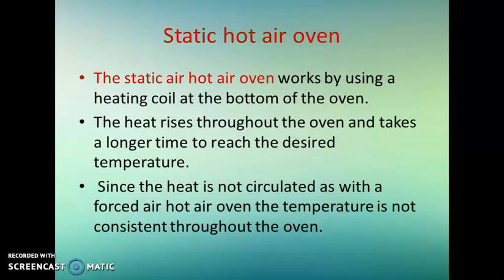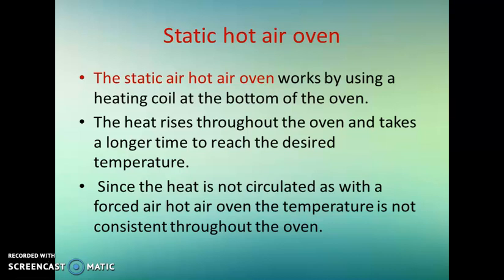In the case of the static hot air oven, this type of oven works by using a heating coil at the bottom of the oven. The heat rises from this heating coil throughout the oven and takes a longer time to reach the desired temperature.